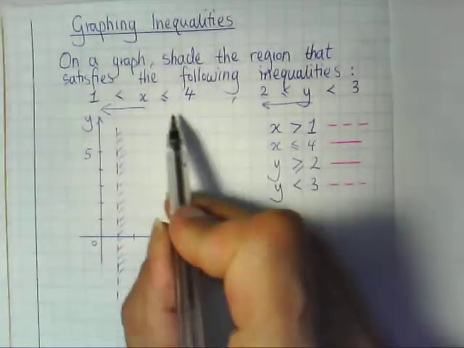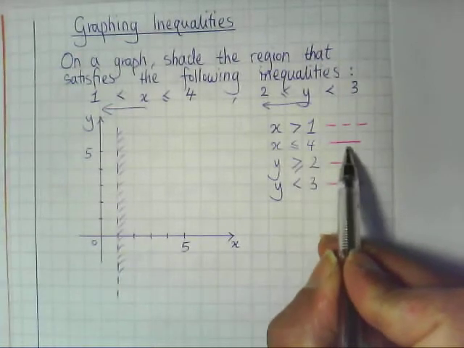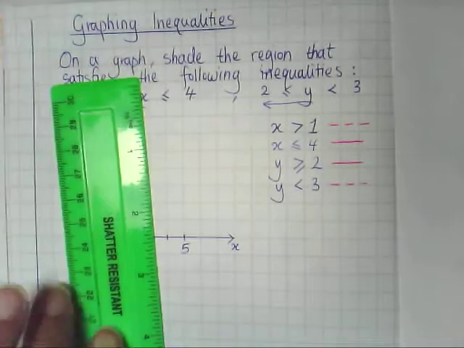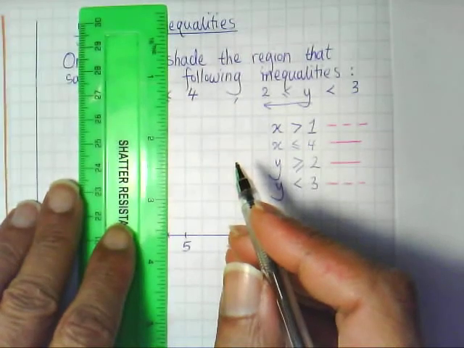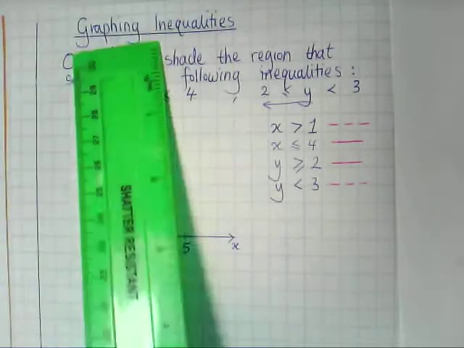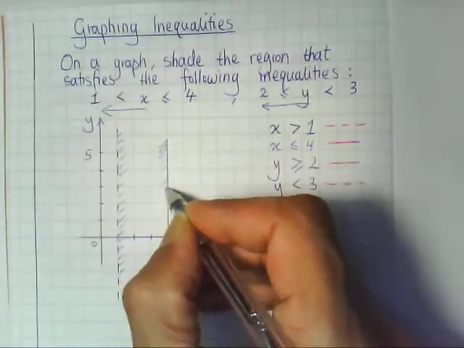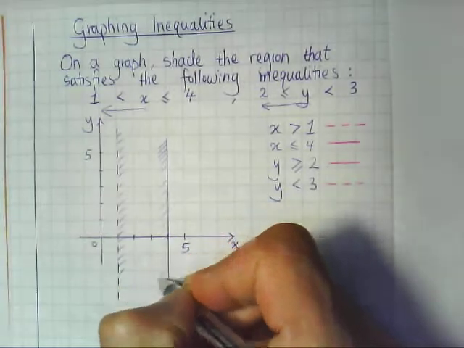For the other part of the x inequality, x is less than or equal to 4, so we're going to be using a solid line, and we find 4, draw a vertical line, and this time it's going to be solid. And it's everything to the left of that. It's going to be shaded.